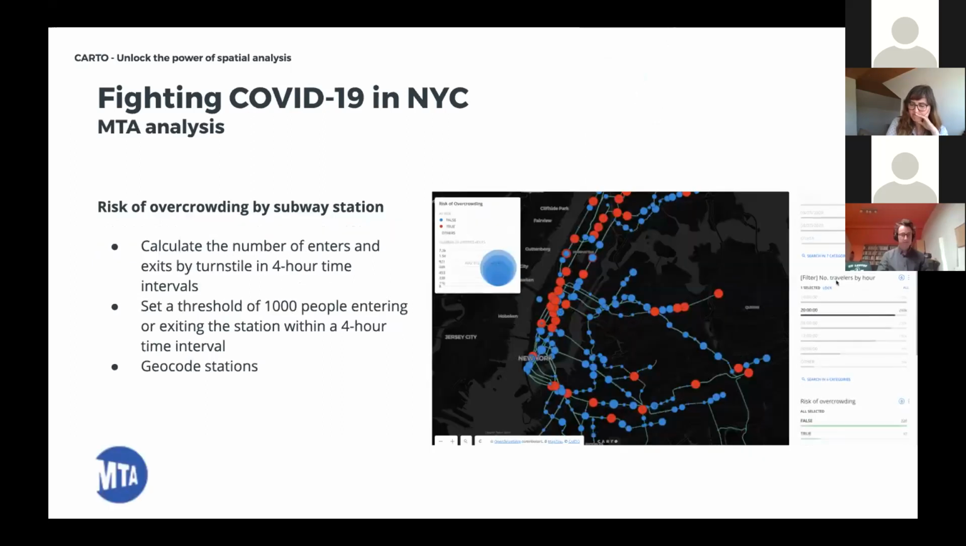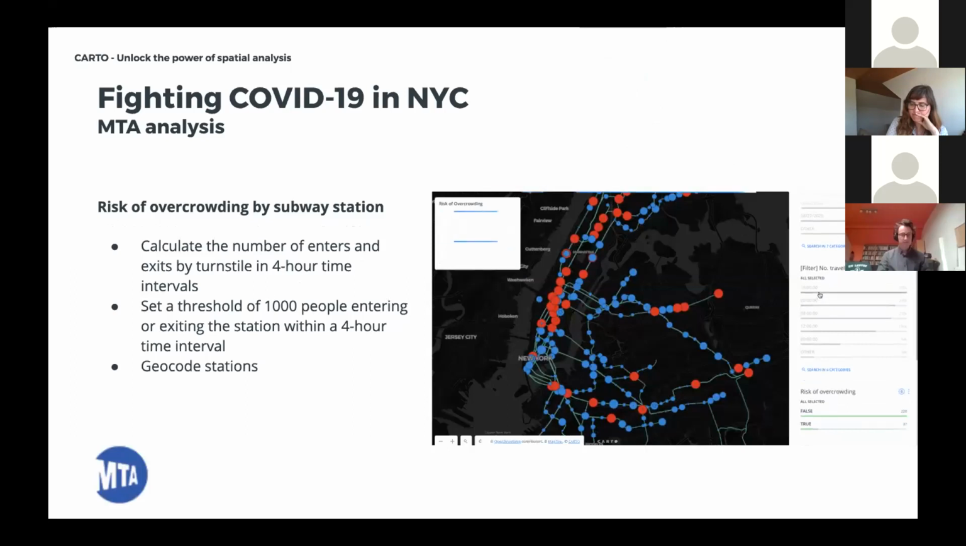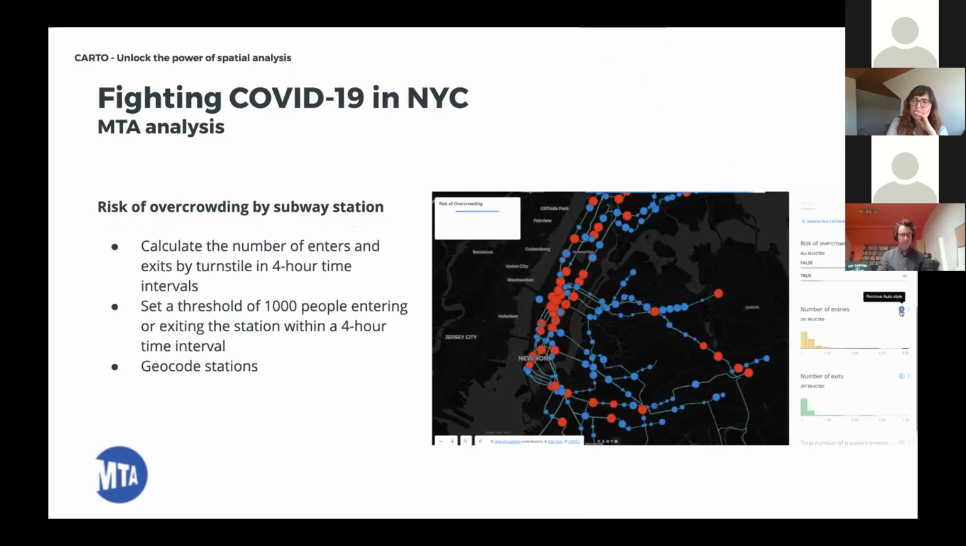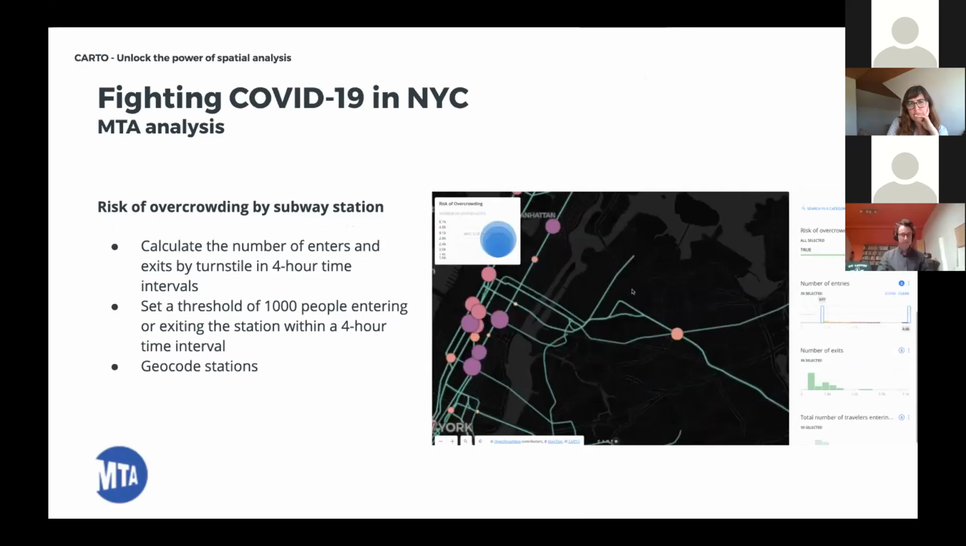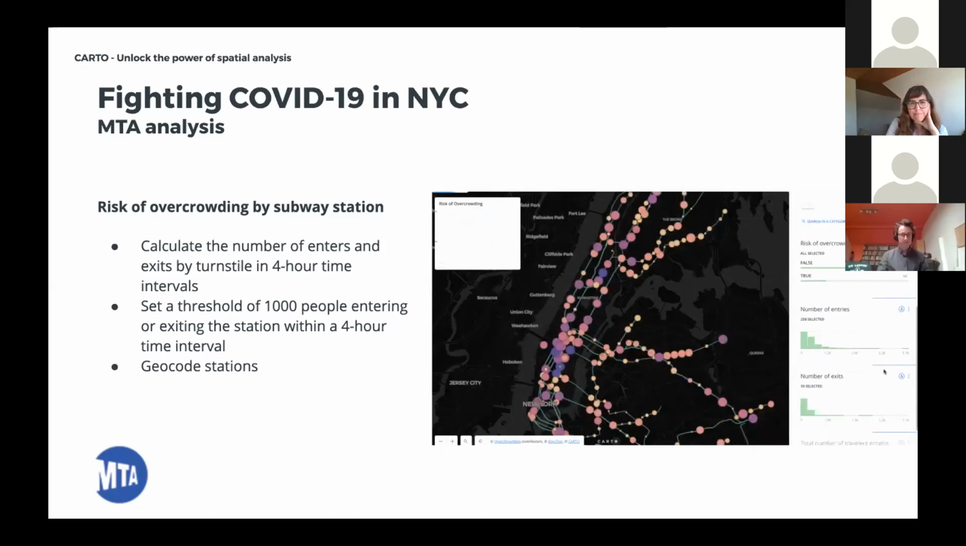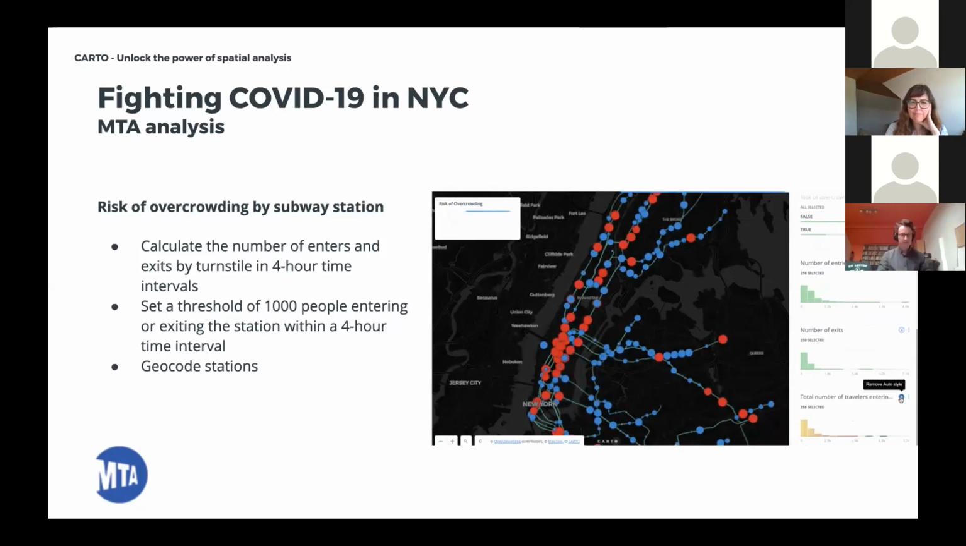For example, we used data from the Metropolitan Transport Authority in New York to estimate subway stations that were at risk of overcrowding. We took this data and computed the number of enters and exits by turnstile in a 4 hours interval, and then set a threshold of 1,000 people in each time interval to decide which subway stations were at risk of overcrowding and which were not.